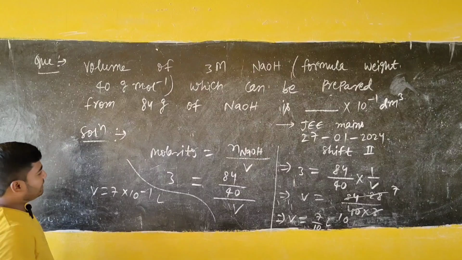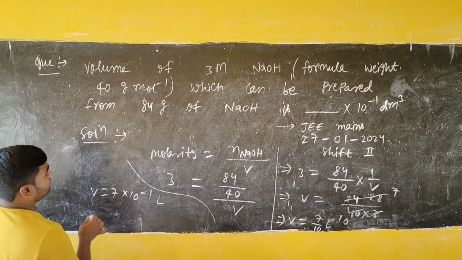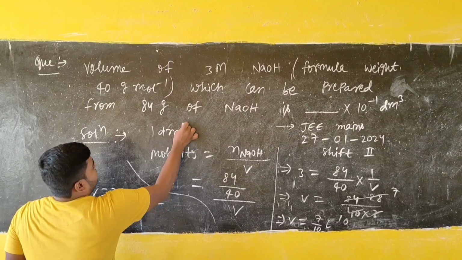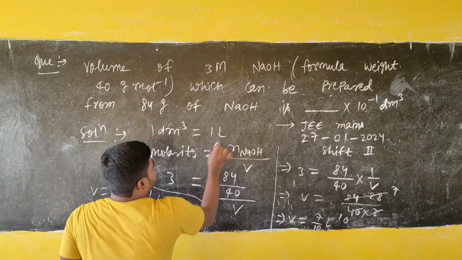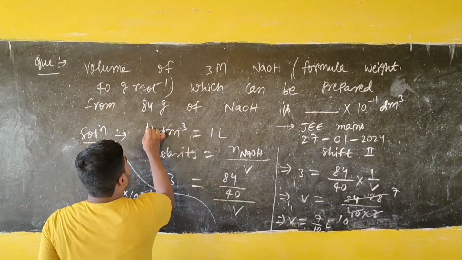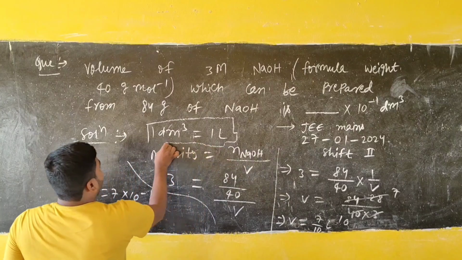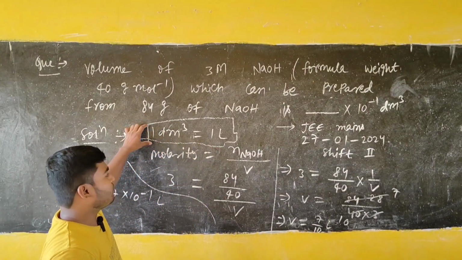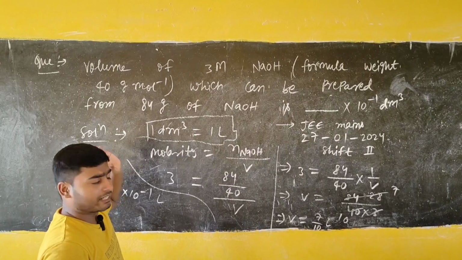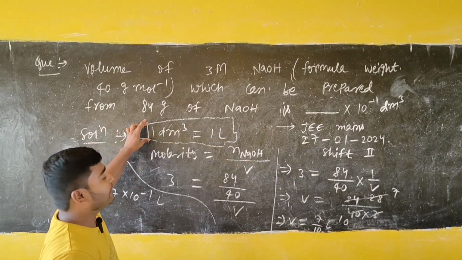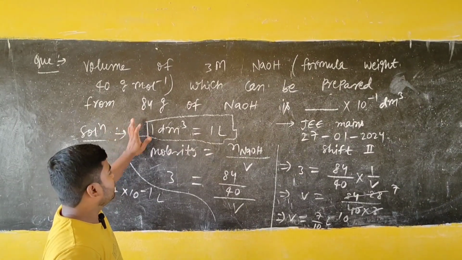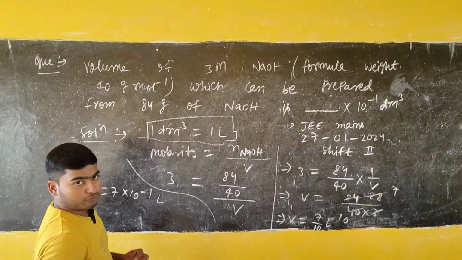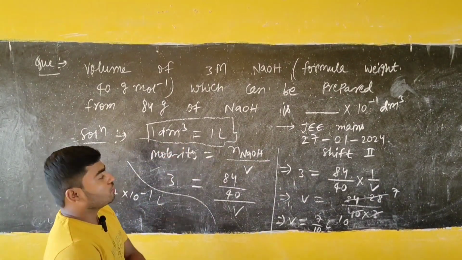Now you have already studied somewhere that 1 decimeter cube is equal to 1 liter. I hope you have studied this. If you have not, write it down somewhere which you never forget, because this will be helpful in many numericals. If you know it, it's good for you. 1 decimeter cube is equal to 1 liter.